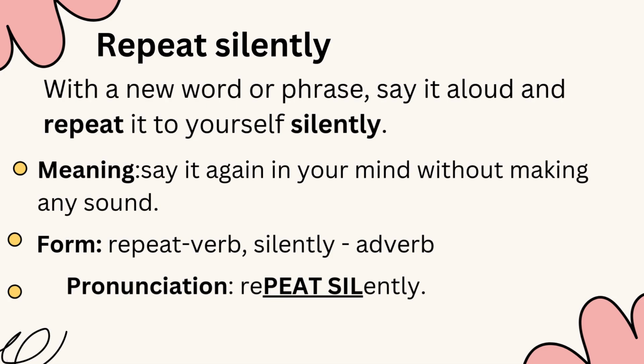Repeat silently. When you repeat something, you say it again, right? But here, repeat silently. You say it again, but in your mind without making any sound. Repeat as above, silently as an adverb. Most of the words that end with ly are adverbs, right? So let's look at the pronunciation. Repeat. You need to put the stress on the second syllable: repeat. And silently, three syllables, with the stress on the first one: silently. Repeat silently.